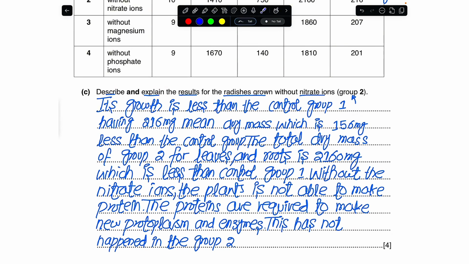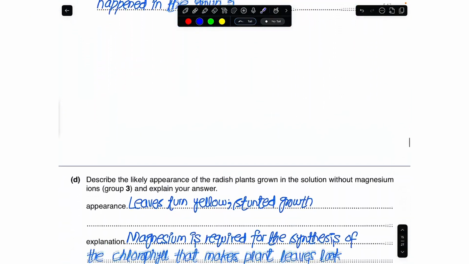Now, if I were to talk about the explanation, I would simply say that without the nitrate ions, the plant in group 2 was not able to make enough of the protein, and since the protein is required to make new protoplasm and enzymes, this has not occurred in group number 2 that was grown without the nitrate ions.